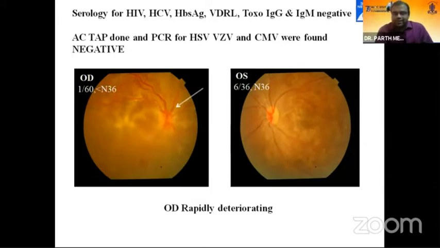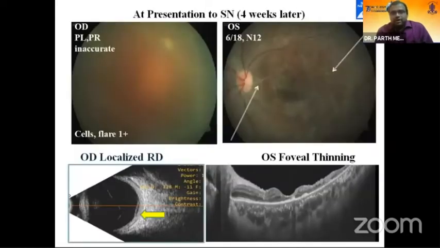The right eye vision rapidly deteriorated to 1/60 and less than N36 with disc edema, along with rapidly progressing areas of necrotizing retinitis. Vision in the left eye remained stable. She presented to us 4 weeks later with vision dropping to PL positive, PR inaccurate, with dense vitritis along with hazy retinal view. USG B scan showed an inferior localized shallow retinal detachment. Swept-source OCT imaging of the left eye showed foveal thinning, along with intact retinal pigment epithelium.